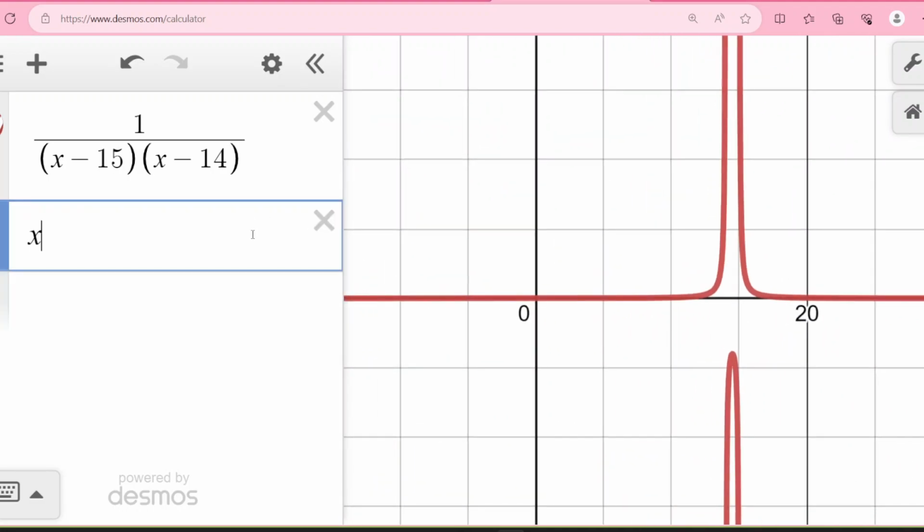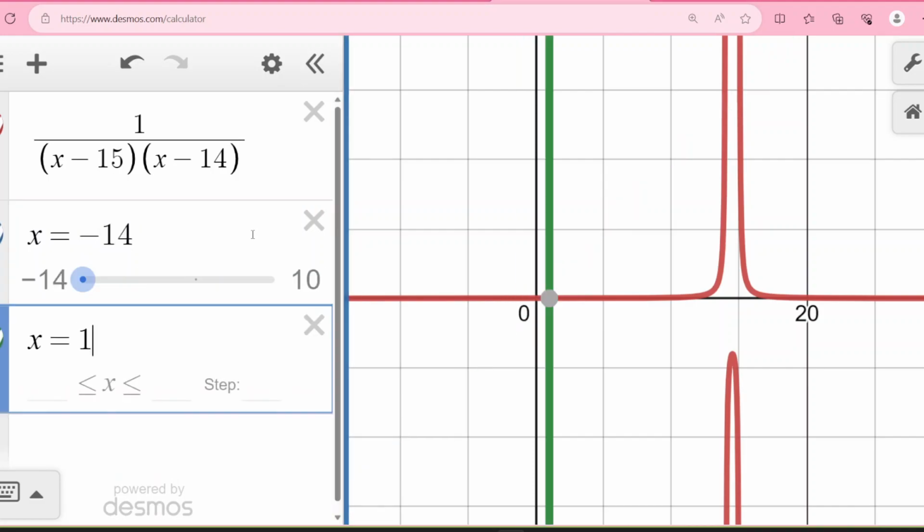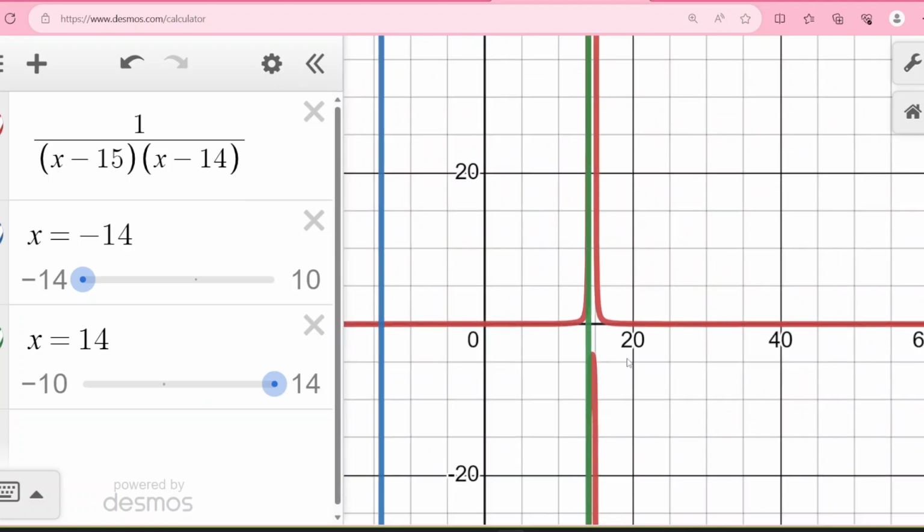And I'll put up the values, the lines, x equals negative 14 and x equals positive 14, and I'll make those dashed.